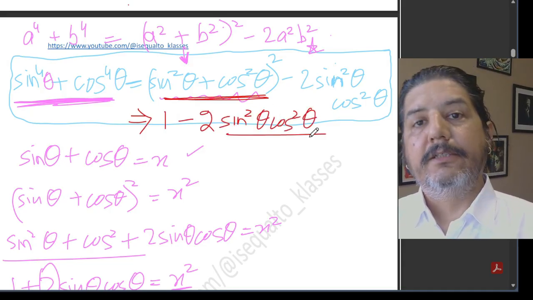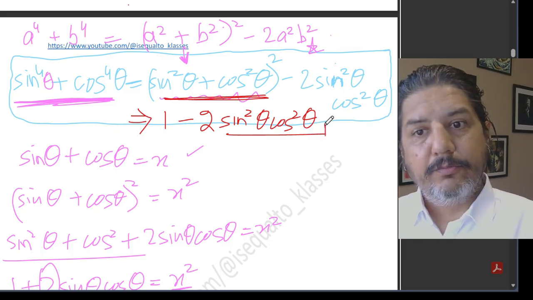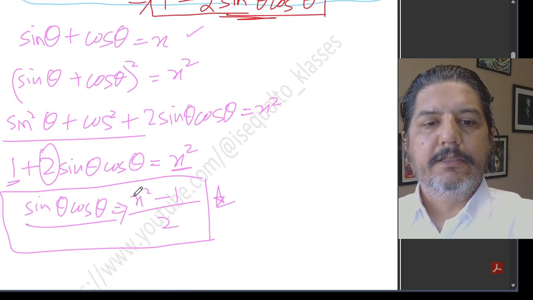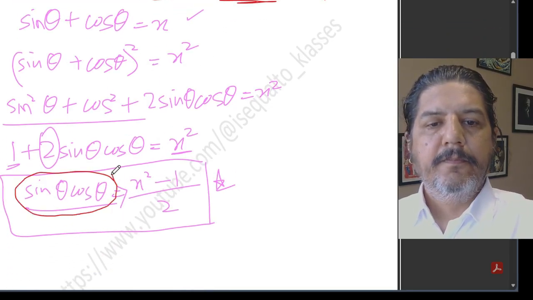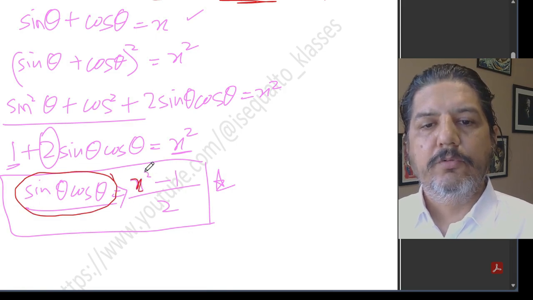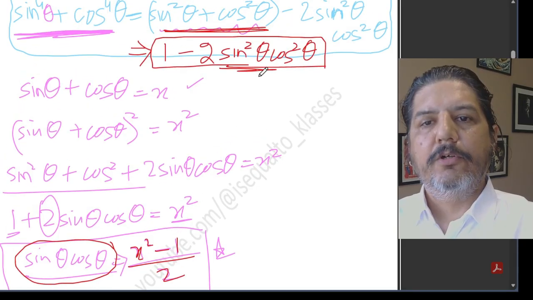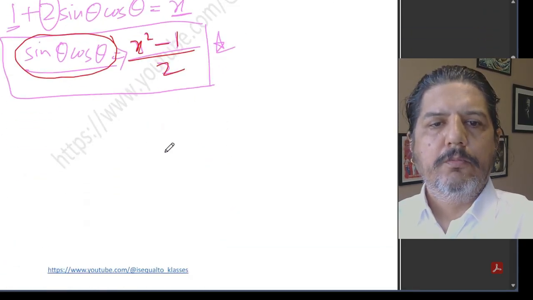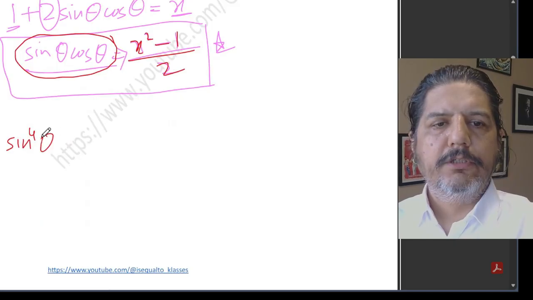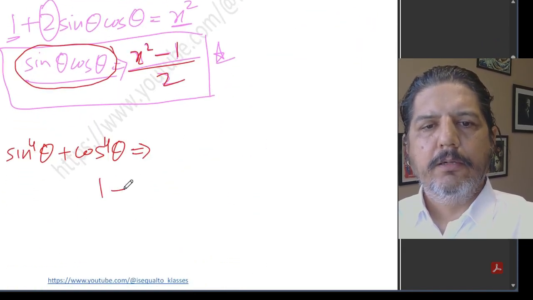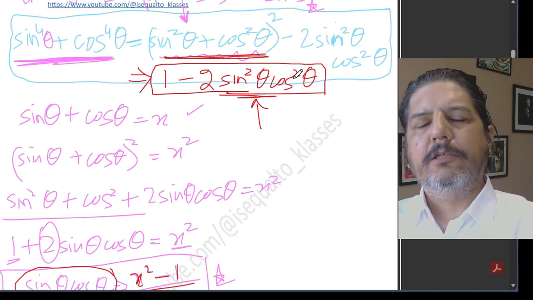Now, if I have the value of sin theta cos theta, then I can put it in this expression. And of course, I have the value of sin theta cos theta. Sin theta cos theta I derived here. So sin theta cos theta is equal to x square minus 1 upon 2. So let me put this value here. So my sin⁴ theta plus cos⁴ theta would be equal to 1 minus twice of, and here I'll put the value of sin theta cos theta whole square.